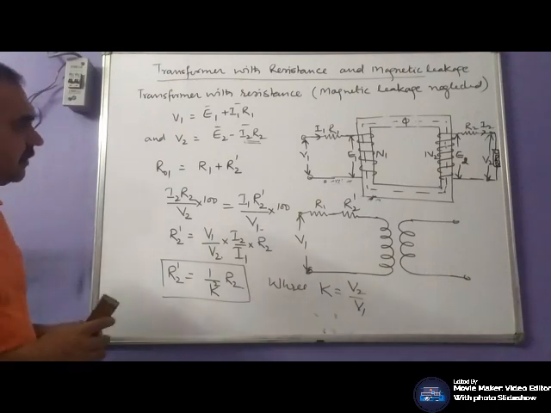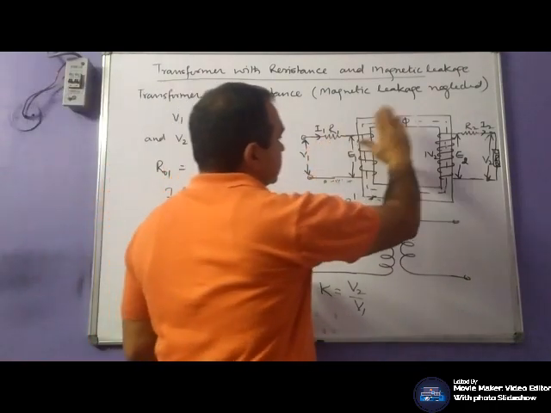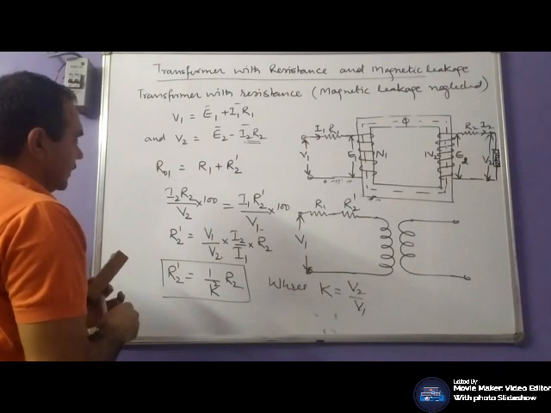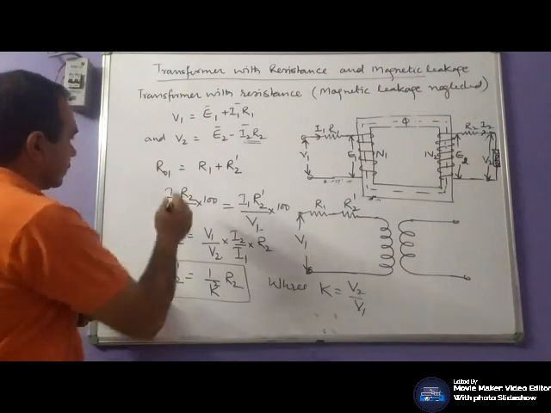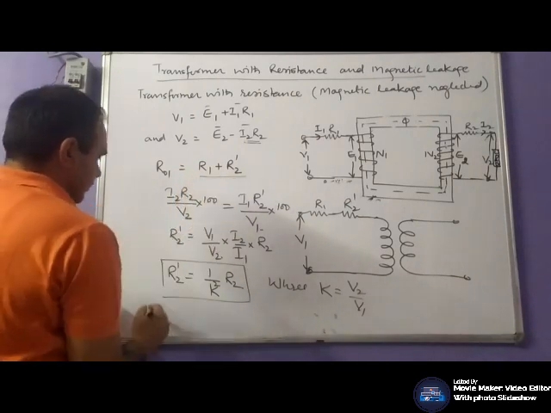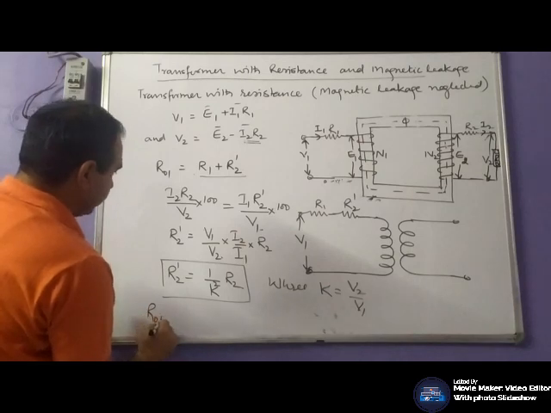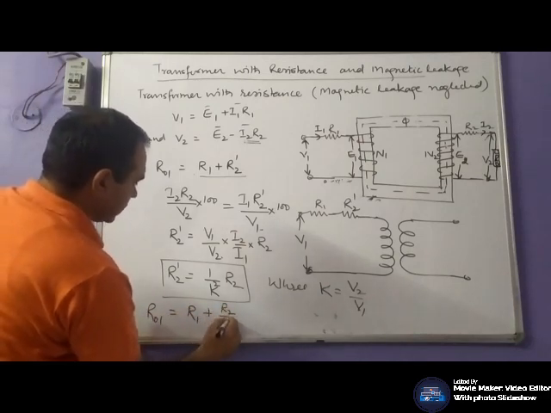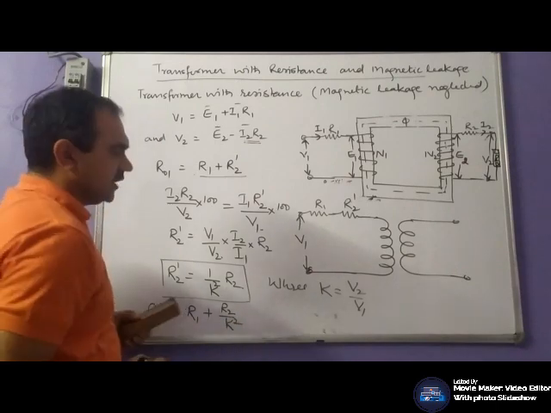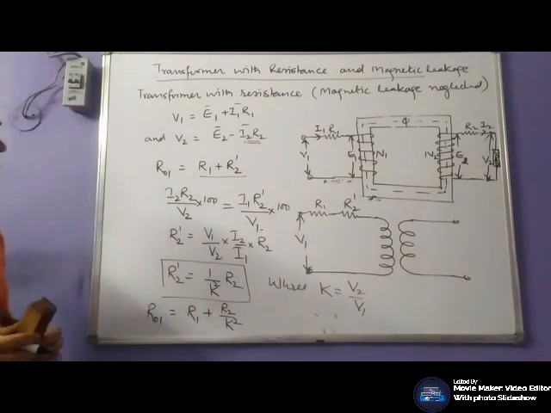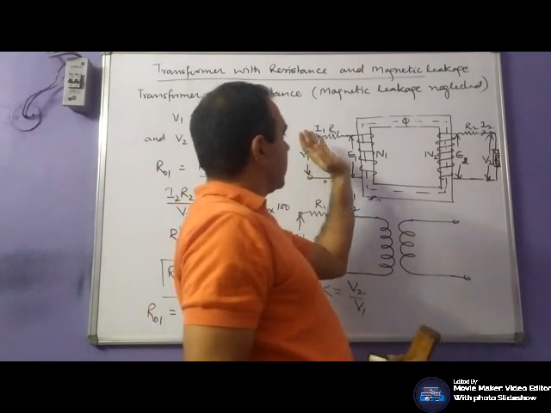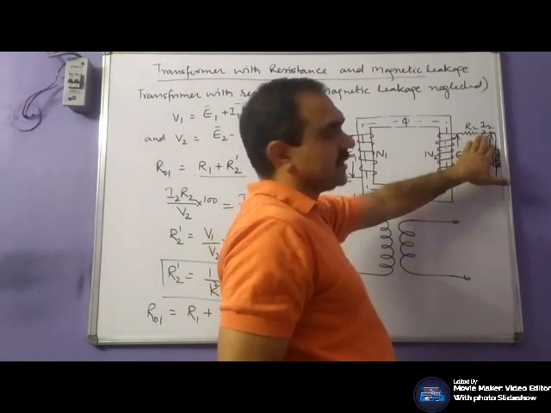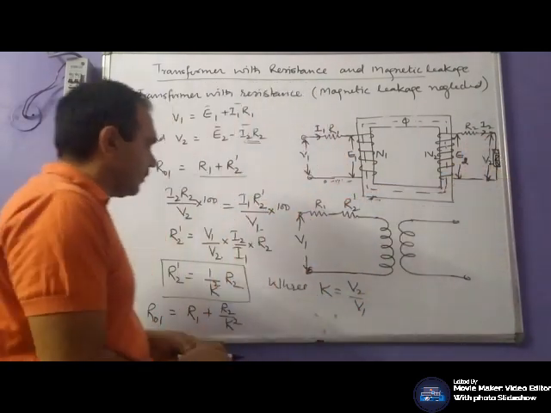Likewise, we want to transfer this resistance on this side. So what would be the equivalent resistance? On referring to the primary side, R01 is R1 plus R2 by K square. Now we want to transfer this resistance on the other side. Let's see what happens.